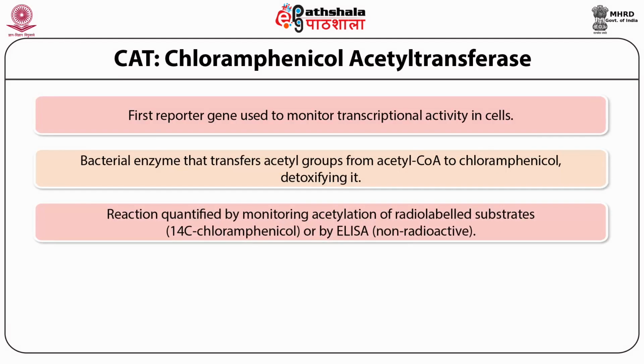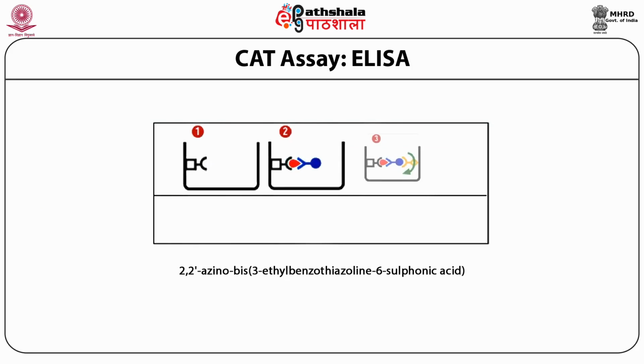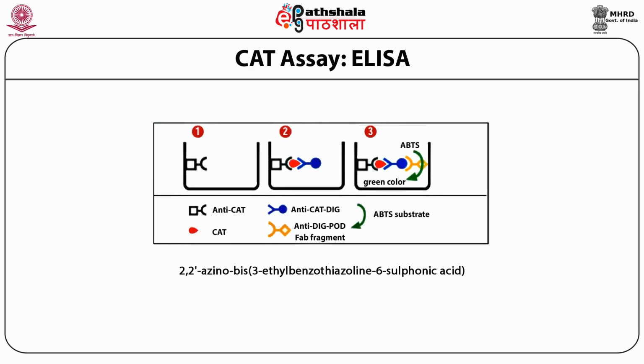The acetylation reaction can be assayed or quantified by monitoring acetylation of the radiolabeled substrate C14 chloramphenicol, or by ELISA, which is a non-radioactive assay. Assaying with C14 chloramphenicol is a radioactive assay. In the ELISA assay, antibodies to the CAT protein are reacted, and these are then acted upon by anti-CAT, which is conjugated to DIG.